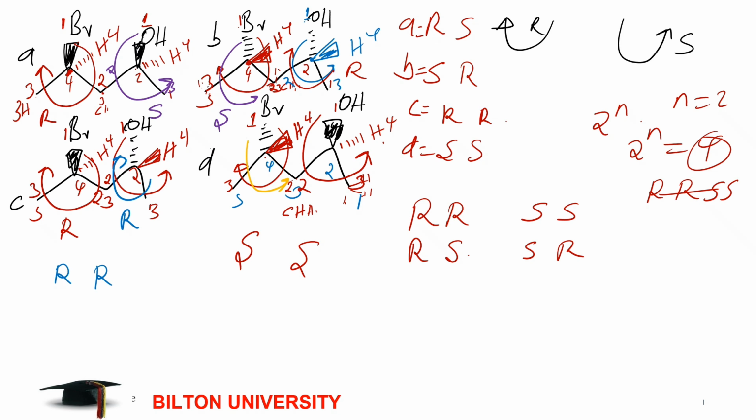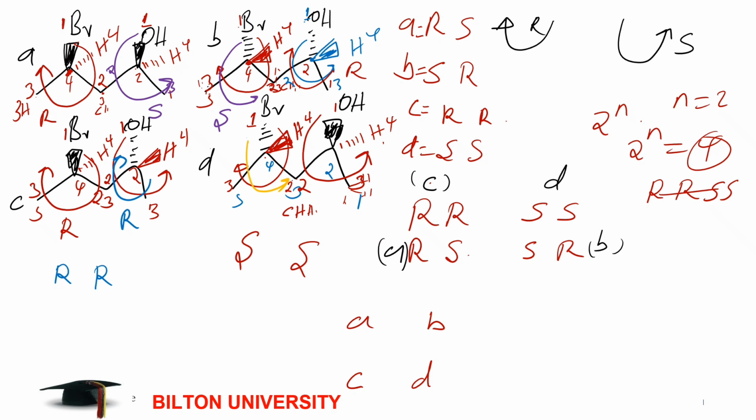Now if you look at these molecules directly, we can have what we call enantiomers and diastereomers. So we have A, B, C, and D. Our RR is C, SS is D, RS is A, and SR is B.